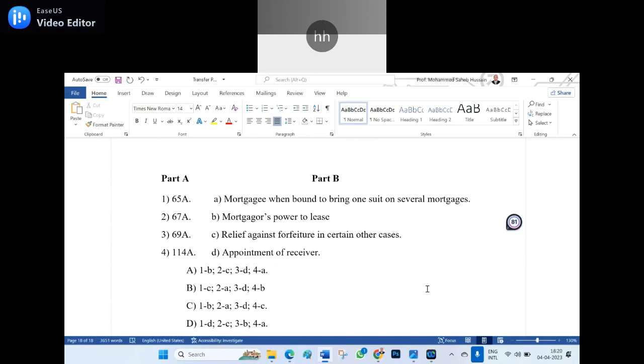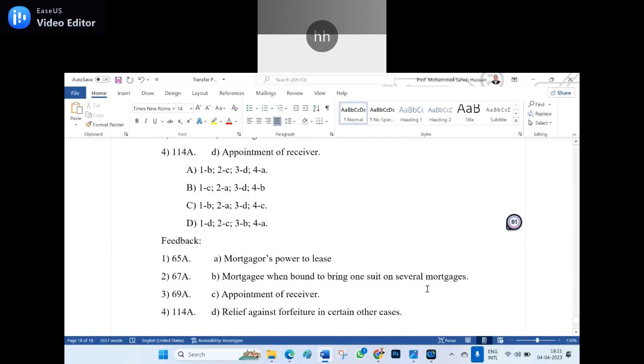Wrong. Second option. C is the second option. C: 65 capital A is mortgagor's power to lease, and 67 capital A is mortgagee when bound to bring one suit on several mortgages, and 69 capital A is appointment of the receiver, and 114 capital A is relief against the forfeiture in certain other cases. Is it clear?